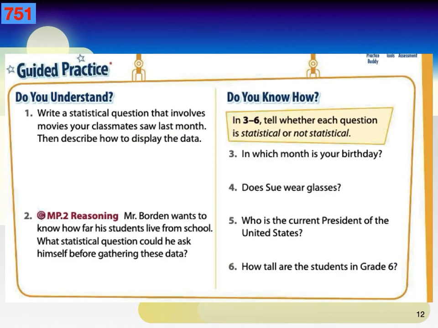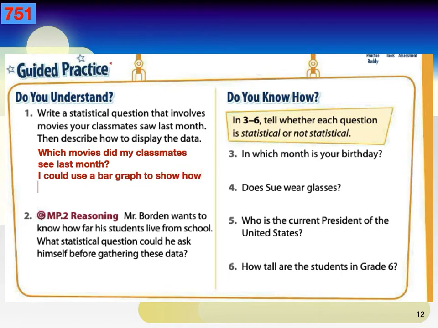Textbook page 751. Question 1. Write a statistical question that involves movies your classmates saw last month. Then describe how to display the data. So the question here will be, which movies did my classmates see last month? And how could you display the data gathered after asking them those questions? So I could use a bar graph to show how many of my classmates saw each of the movies named.